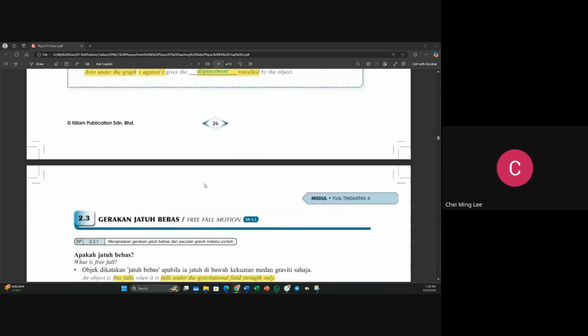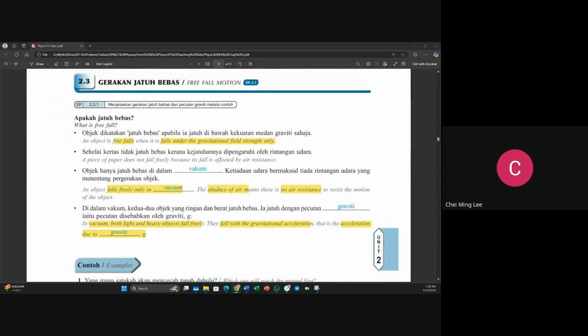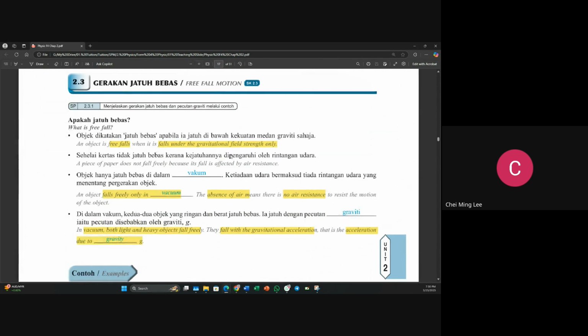Done? All right. So let's see 2.3, free fall. We say an object is in free fall when it falls under the gravitational field strength only. So free fall means that we fall down only due to gravitation. Let's say if you throw something down, is it free fall? No. When you throw something, you actually give a pushing force from your hand.